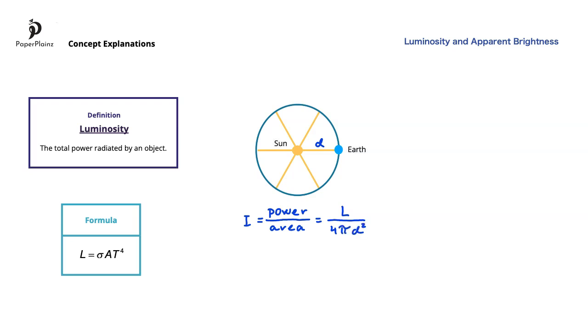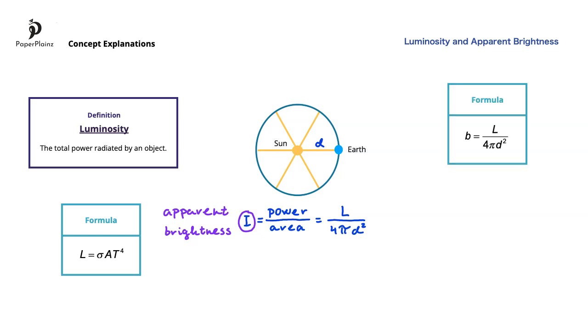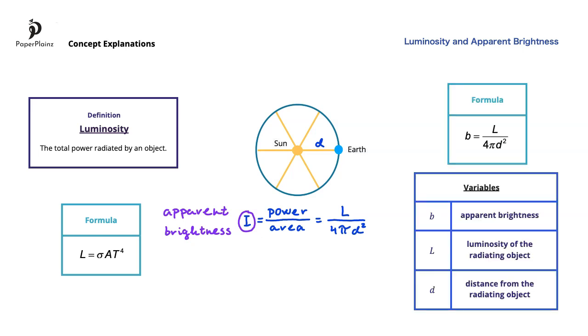In astronomy, instead of calling this value the intensity of a star, we call it the apparent brightness of a star. Here is the formula that you find in your data booklet for apparent brightness, and this is how the variables in this formula are defined. Another way to think about the apparent brightness of the Sun is that it is the power received by, for example, a telescope at the surface of the Earth. Both luminosity and apparent brightness have important applications in astronomy, and we'll learn a bit more about some of these applications in subtopic E.5. Let's see a final point about luminosity before we wrap up.